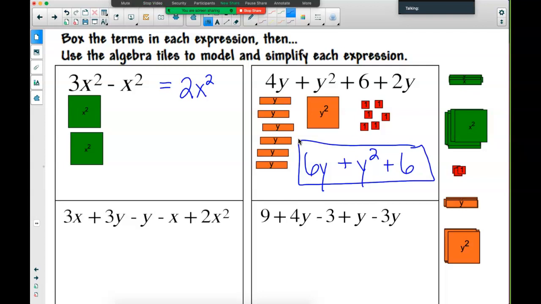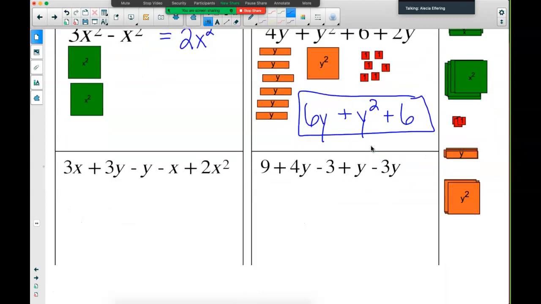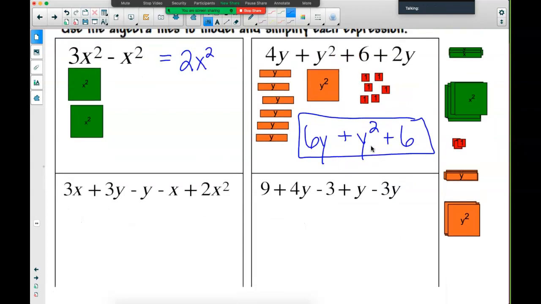Okay, makes sense? It's pretty easy when you draw it out. Okay, write the next one down. 3x plus 3y minus y minus x plus 2x squared. Those of you at home, write that in your notes also. 3x plus 3y minus y minus x plus 2x squared. So what should we start with? Go ahead, Carson. 3 x's.